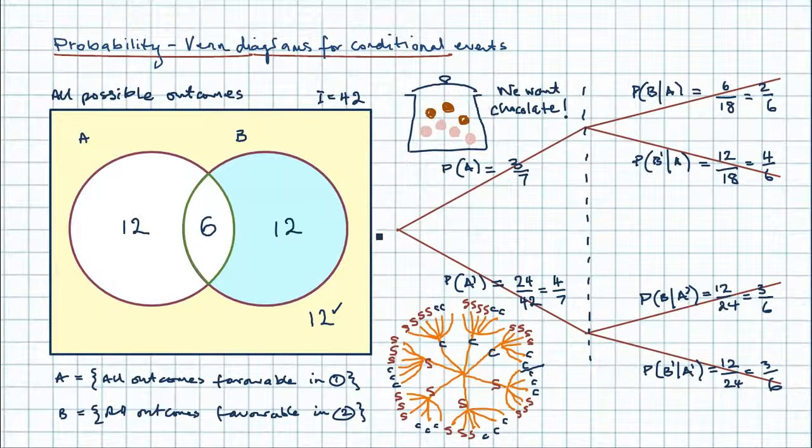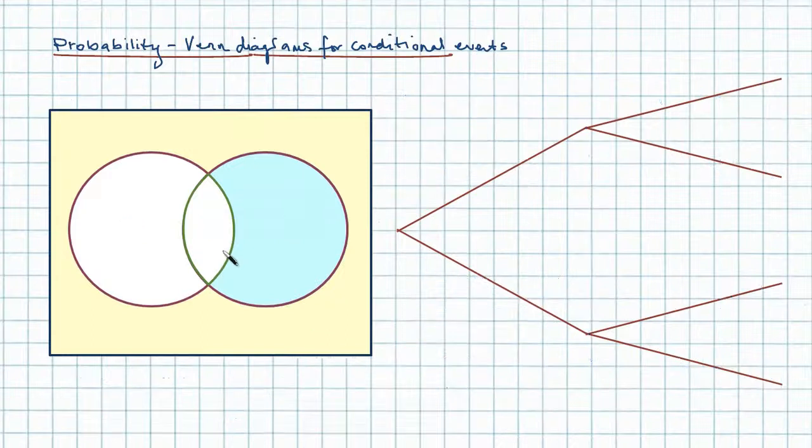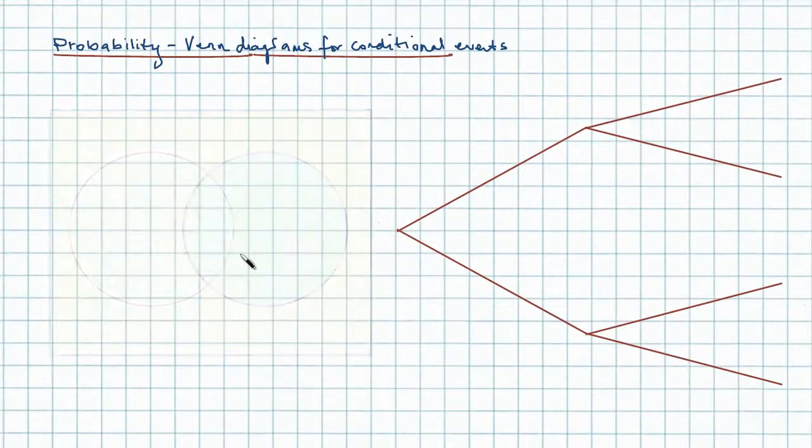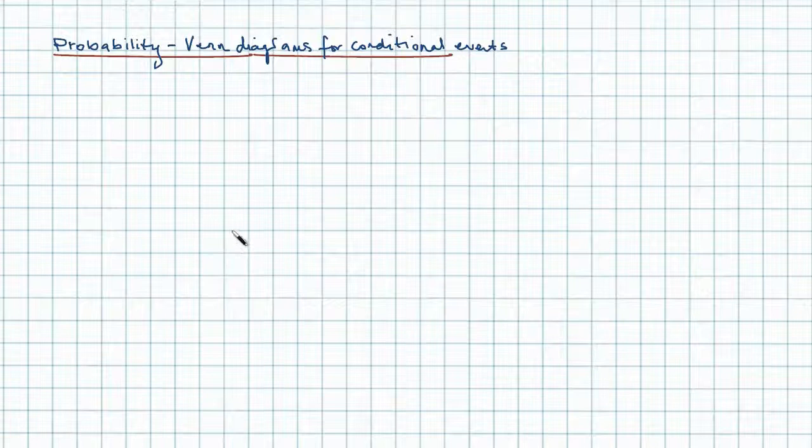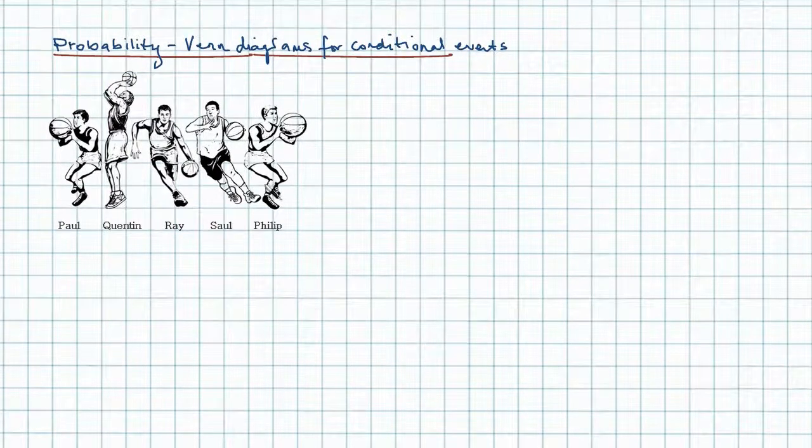So that's a quick run through of how conditional probability works. Let's now have a look at a couple of examples. Right, now what I'm going to do is choose some examples from problems that we've done before so that you can compare using the Venn diagram method or not using the Venn diagram method, so it gives you that kind of choice. So the example I've got here is the basketball team with Paul, Quentin, Ray, Saul and Philip, and we're going to look at the probability of picking either Paul or Philip in the second round.